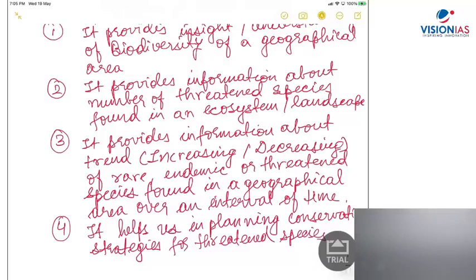Is it clear, everybody? All of you are clear with this part? Are you all able to see the notes here?